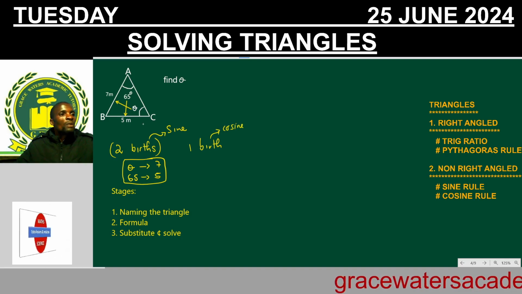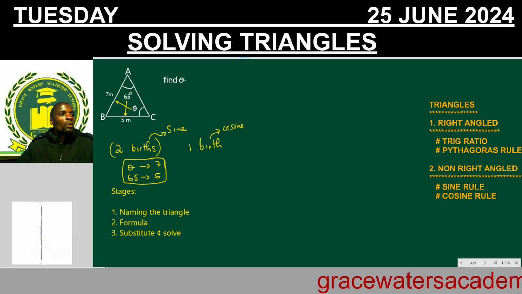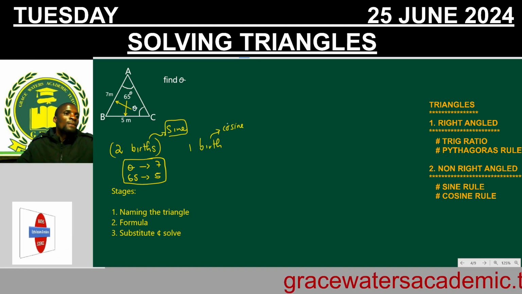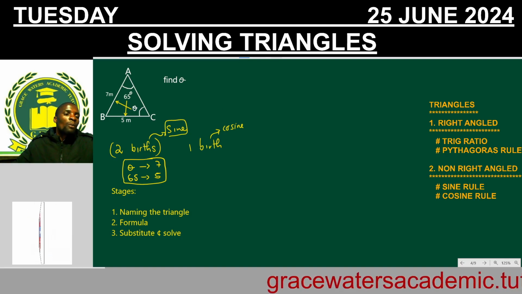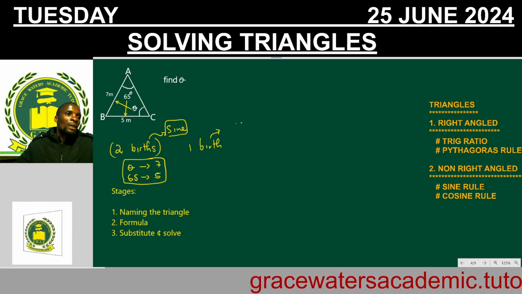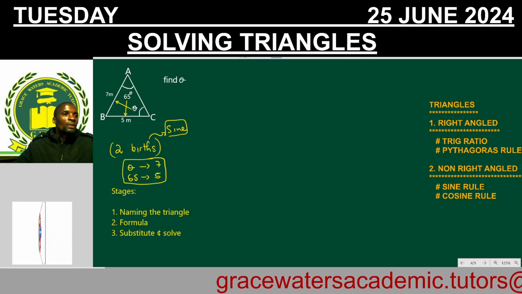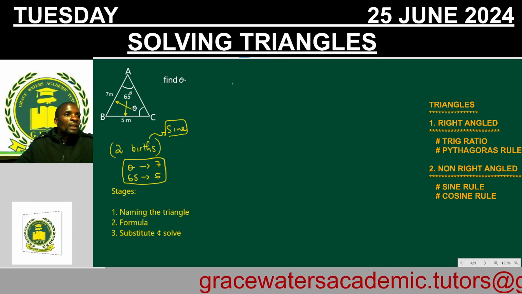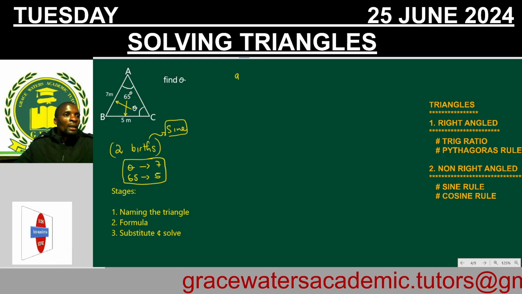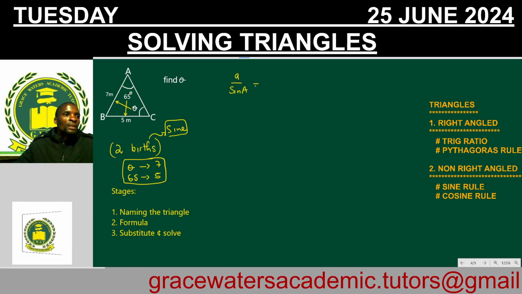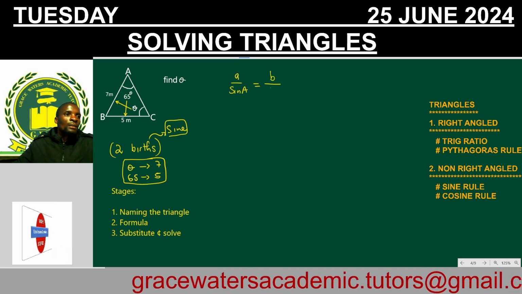So in this question, we saw that there are two pairs, so that means we are using the sine rule, whereby we are comparing pair 1 being equivalent to pair 2. Very simple. So let us do that. The sine rule is saying a over sine A is equals to b over sine B.